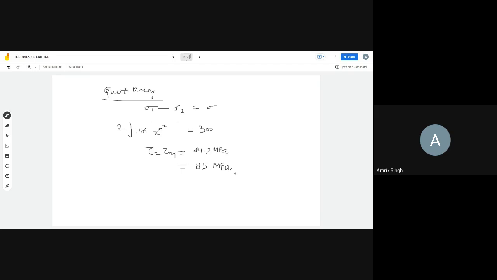Okay. So you see, according to the Rankine theory, it gives the bigger results which are on the higher side, and according to the Guest theory, it gives 85. So this way, it is applicable in the different applications.